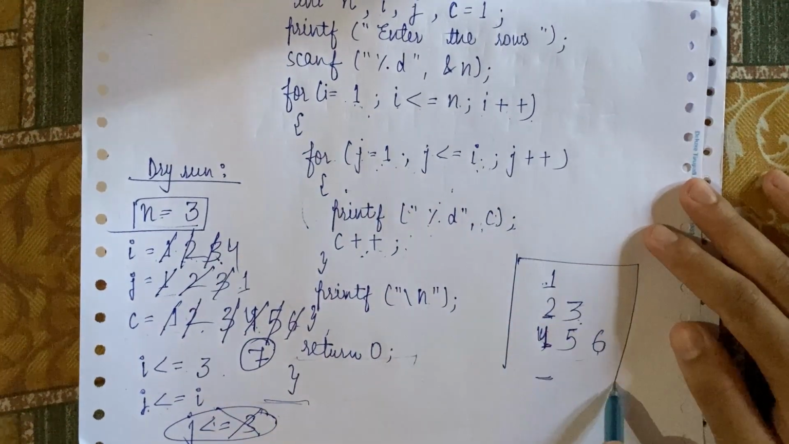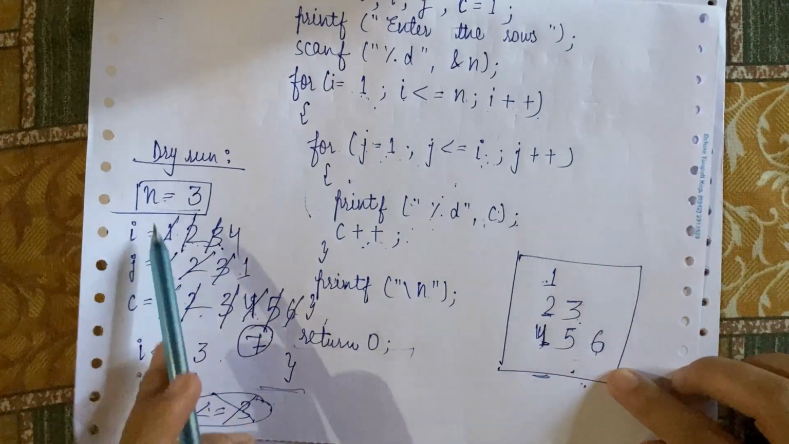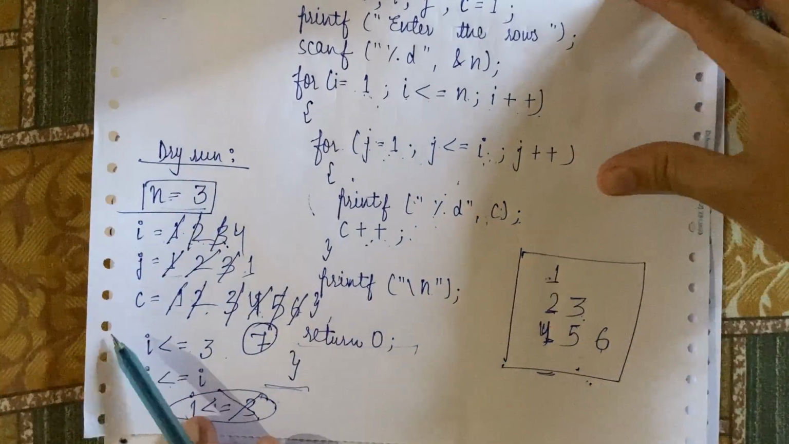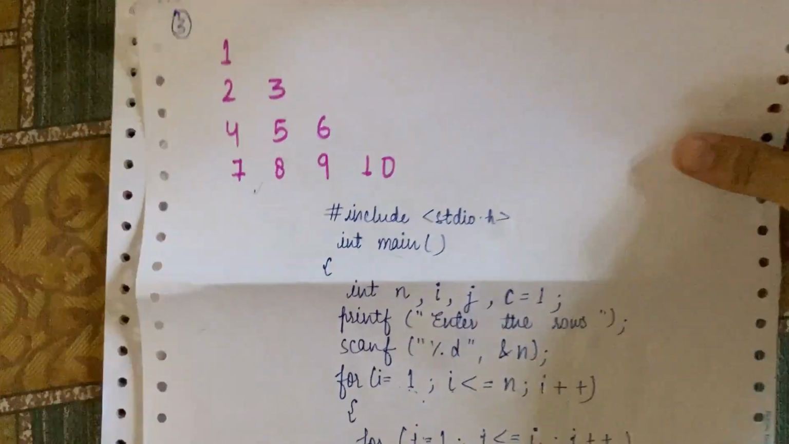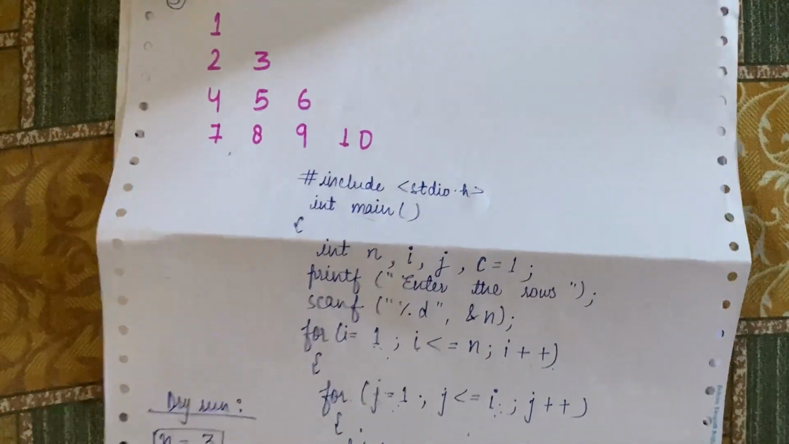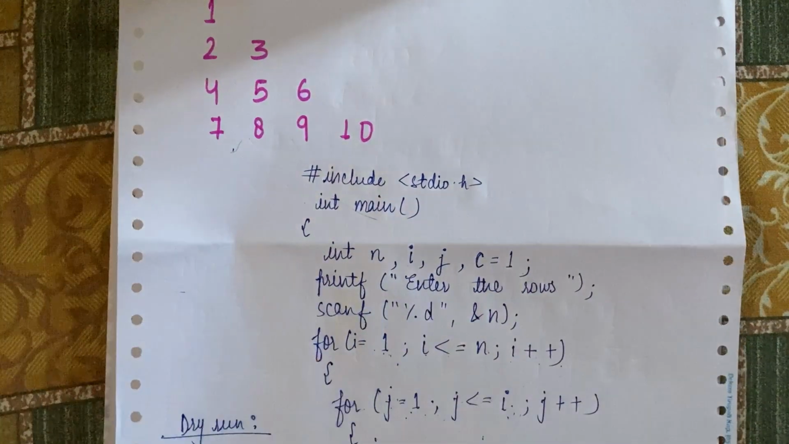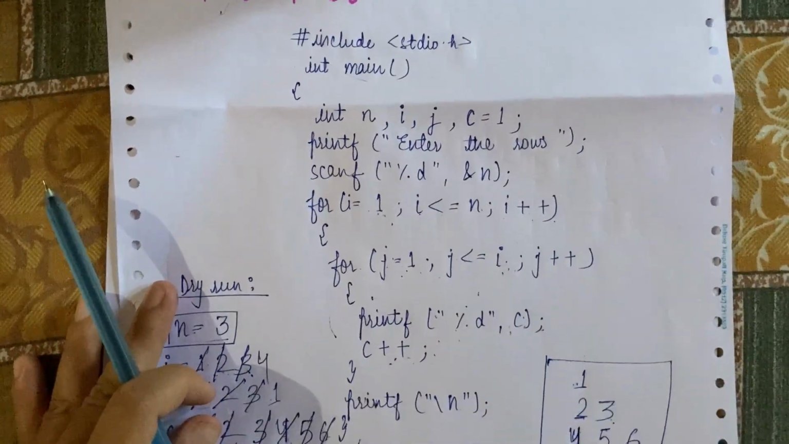That means for n equal to 3, we print 3 rows, and we've got the following pattern that we needed, right? So I hope you guys understood the logic. This is the code. So let me quickly draw the flowchart.